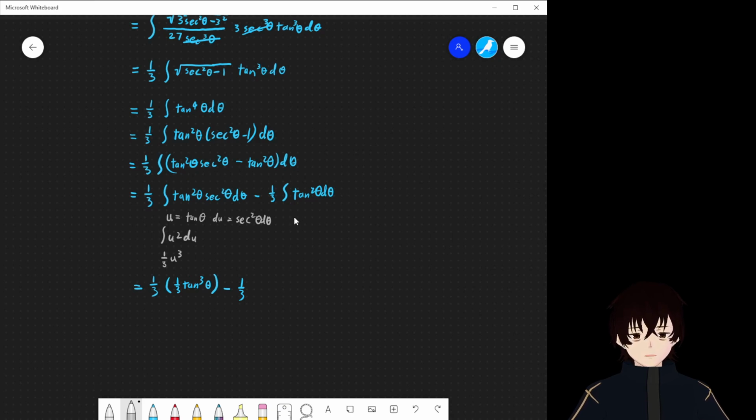So when we do this, we have secant squared theta. I forgot the c again. Secant squared theta minus 1 d theta, which is equal to tangent theta minus theta. Alright, so we got minus 1/3 tangent theta minus theta.